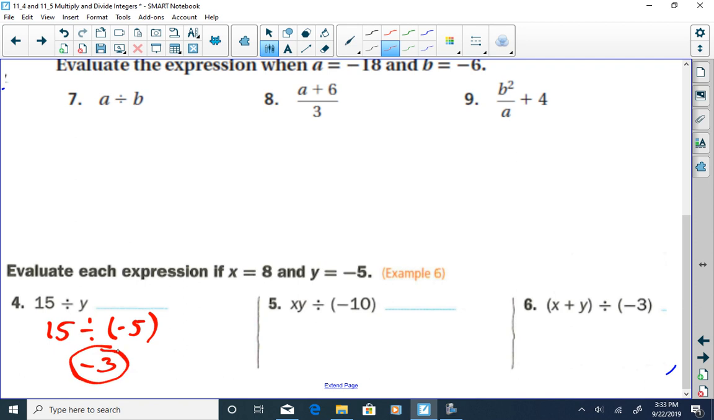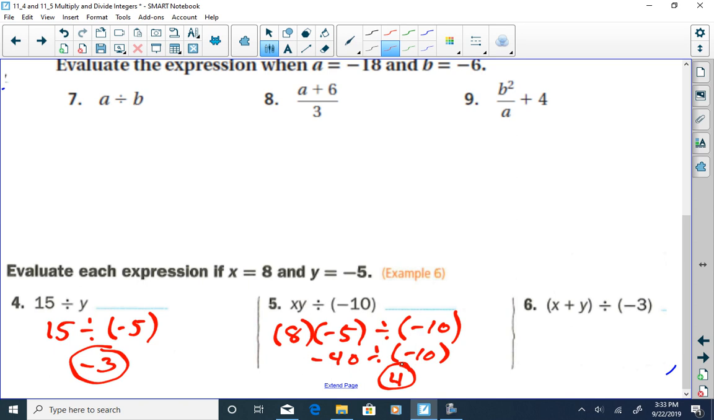A positive divided by a negative is going to be a negative. Here I have x times y, so that's going to be 8 times negative 5, but then we have to divide that by negative 10. According to our order of operations, we do multiplication and division from left to right. So I have to do the 8 times negative 5 first, and that's going to be negative 40, but then we have to divide that by negative 10. Negative divided by negative is positive. 40 divided by 10 is 4. So that's going to be positive 4.